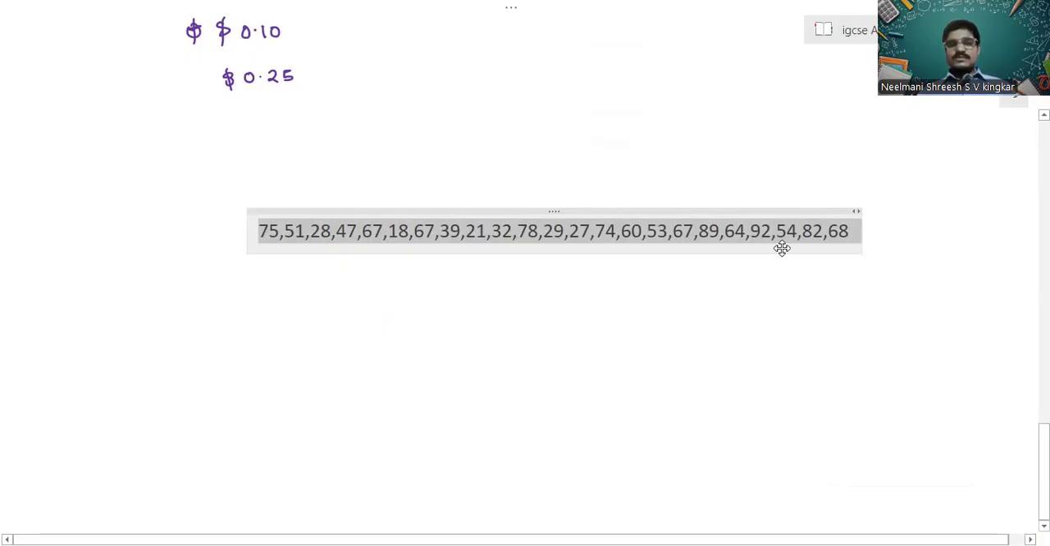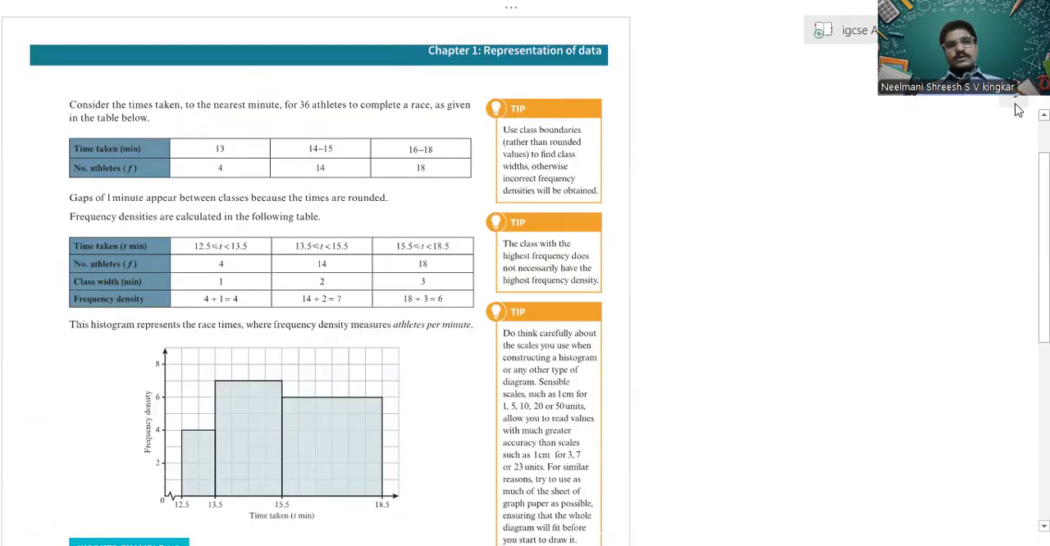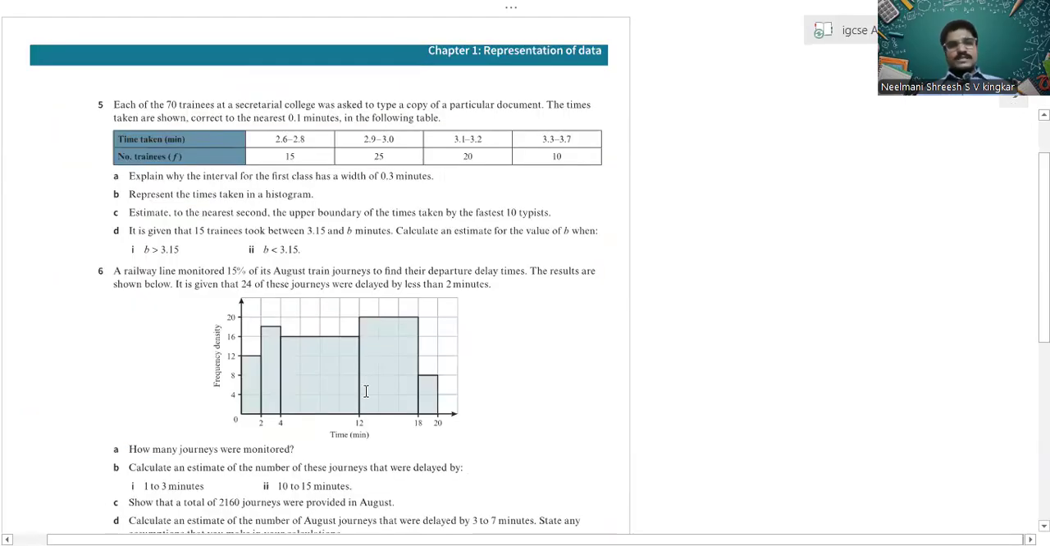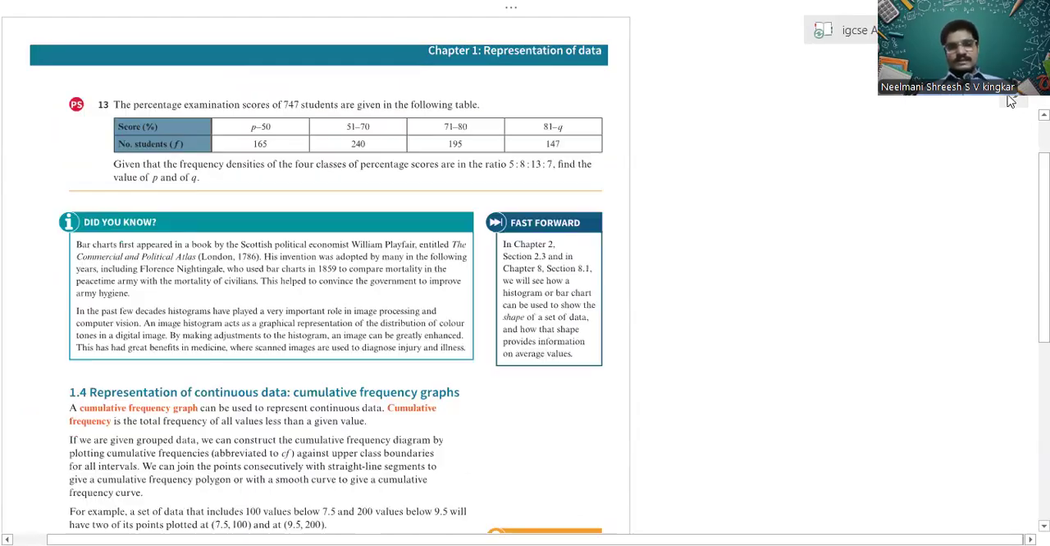But before we start all this, I wanted to show you a particular diagram which represents all of this very beautifully.